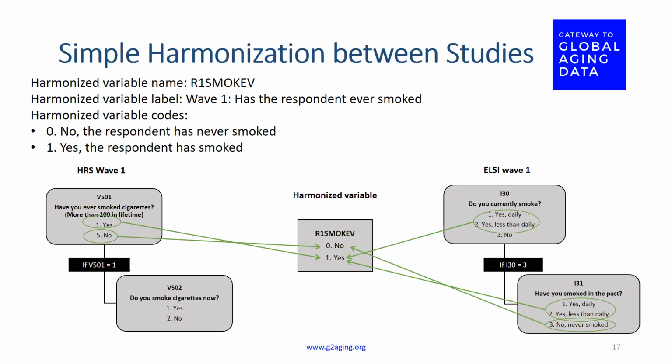The HRS first asks whether the respondent has ever smoked, and if so, then asks whether they smoke now, while ELSI, which is a comparable study in Brazil, first asks if they currently smoke, and if not, then if they've ever smoked. We account for these differences when we create R1 smoke ev and all of our other and even more complicated harmonized variables.